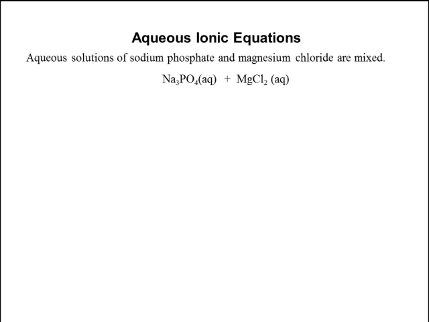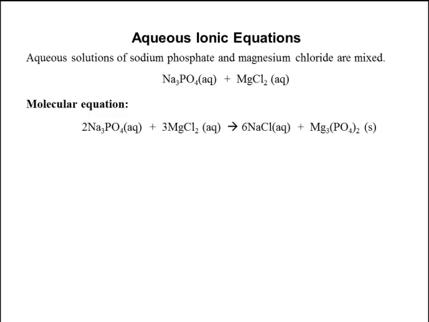Now I need to write an overall molecular equation, so I'd have to predict the products from those two combining together, predict their phases, and then write the balanced equation overall, and I get this. Now I want to break these up into their ions to get my complete ionic equation. So when I look at the sodium phosphate, once I break these up, I get this equation.